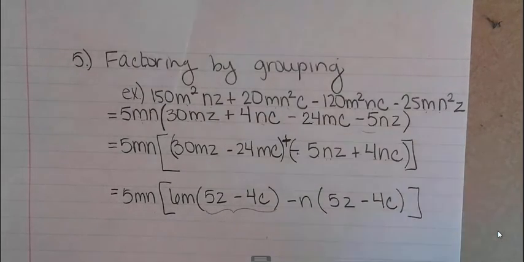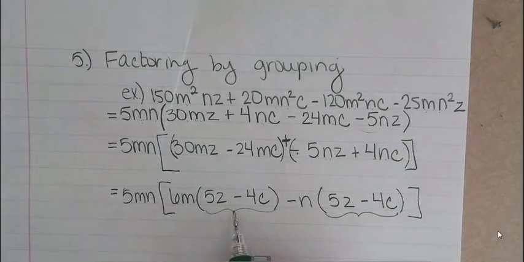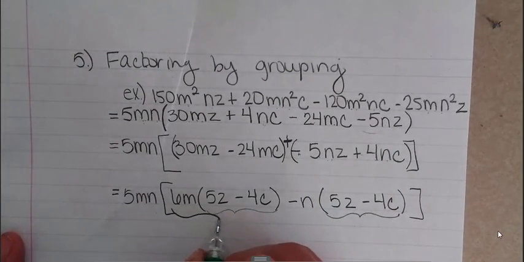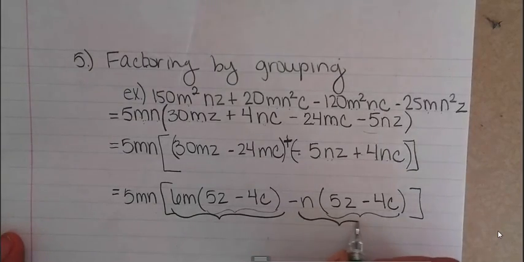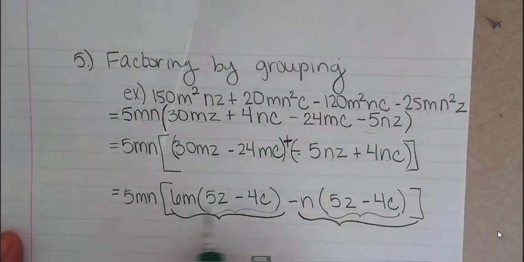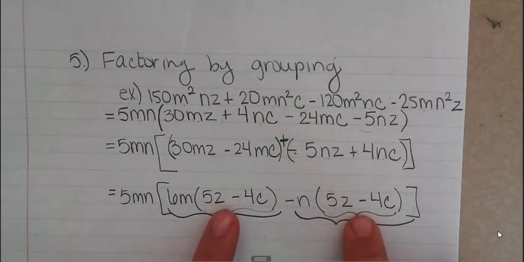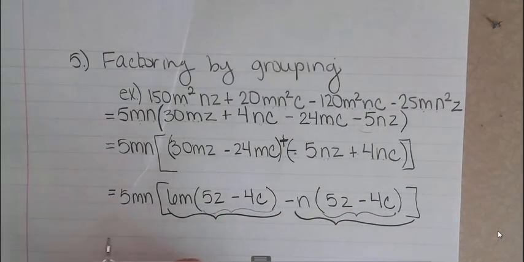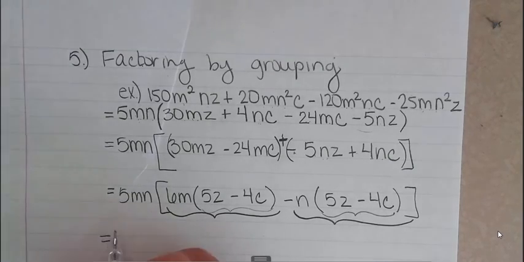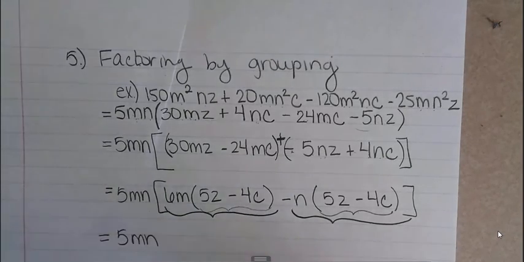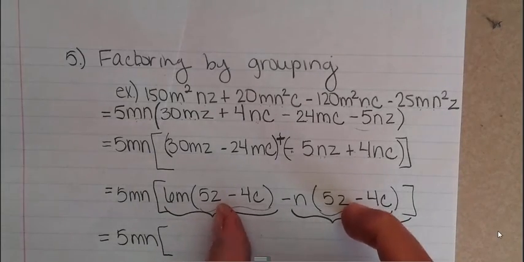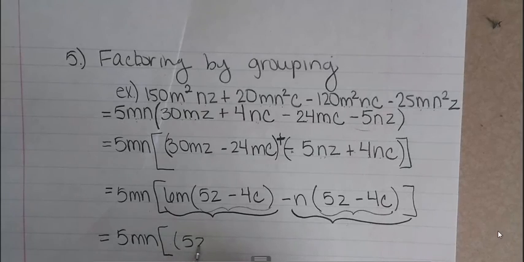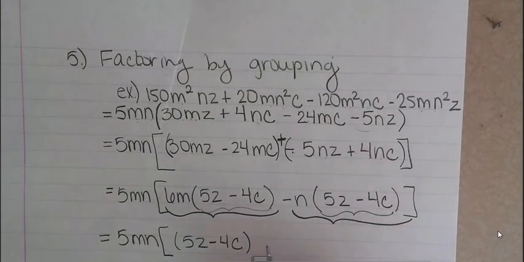And what's left is 5z minus 4c. This has worked out perfectly for me because notice these two factors are exactly the same, right? So I have two terms here. One term is here, and one term is here. And of those two terms, they have a common factor, 5z minus 4c. So I'm going to pull out a 5mn, or that, I'm sorry, that was already pulled out. Now, in here, I'm going to pull out that greatest common factor, 5z minus 4c. And then I'm going to write whatever's left.